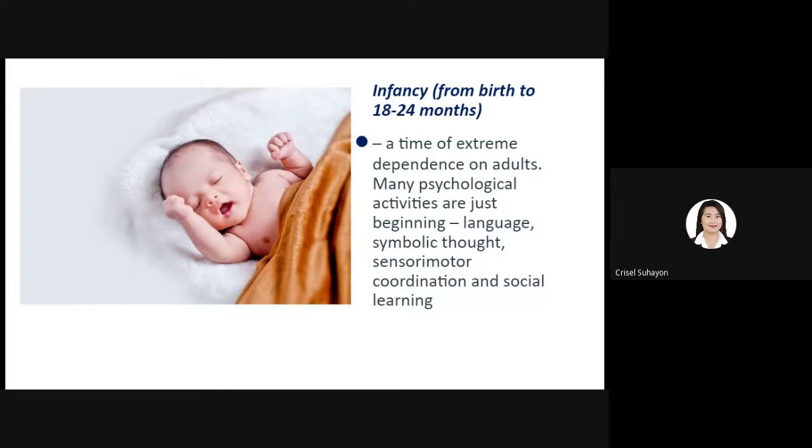We have infancy 18 to 24 months, no, a time of extreme dependence on adults. Many psychological activities are just beginning. For example, language, symbolic thought, sensory motor coordination, and social learning. So pila may edad ani mga 1-year-old up to 2 years old, 18 to 24 months.